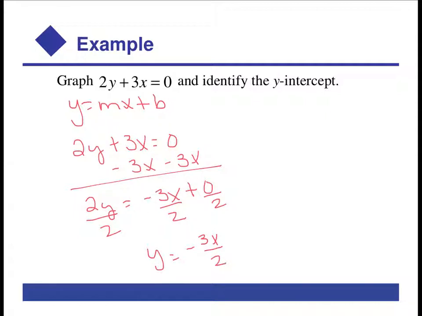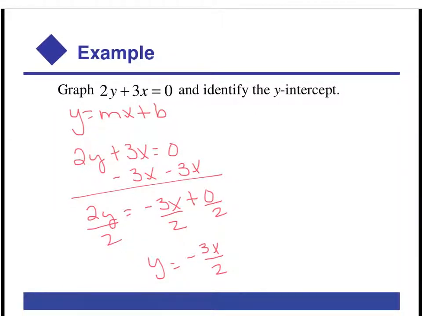Now, did that tell you where our y-axis was? Did it show us anything? No. But now we can plug in some values and we should be able to come up with what we need to. So let's create a t-chart. We're going to plug in some values for x and we're going to spit out y.